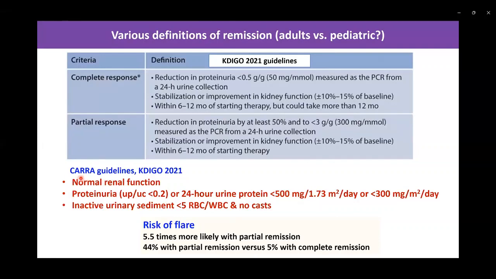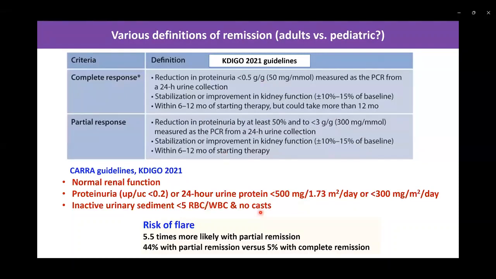And the CARRA consensus guidelines, which is a pediatric guideline, would define complete remission based on the presence of normal kidney function, proteinuria on an early morning spot UPCR of less than 0.2, or less than 300 milligrams per meter square on a 24 hours protein, and the presence of an inactive urinary sediment. Now, this proteinuria threshold is much lower than the widely accepted norm of 500 milligrams per gram in adults.